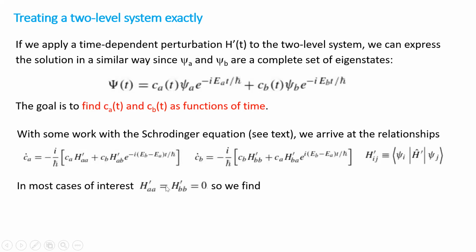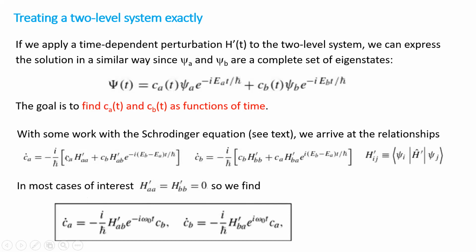Okay, so in most cases of interest, it turns out that the diagonal matrix elements, with the same wave function on both sides, turn out to be 0. Not absolutely always the case, but it's the case in most cases of interest, including most of the radiation problems. So we're going to specialize to that case where H prime AA is equal to 0 and H prime BB is equal to 0. That'll simplify our equation somewhat, enabling us to make some more progress in analyzing what's going on.